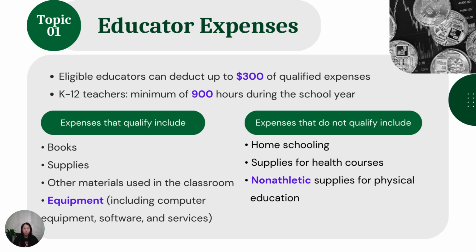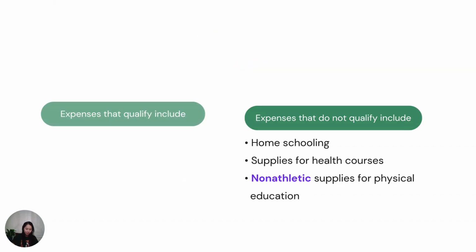The expenses that don't qualify include if you homeschool, or supplies for health courses, or non-athletic supplies if you teach phys ed. And if the taxpayer received a reimbursement, because sometimes the school will actually pay for these supplies and reimburse the teachers if they paid their own money for it. If the teachers got a reimbursement, then they can't deduct these expenses, because why would you deduct it if it isn't your money being paid towards the expenses? That's just kind of where we're at. Okay.